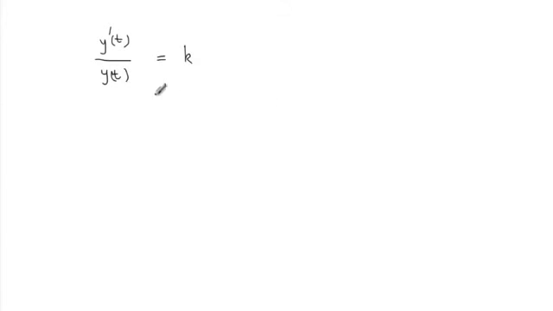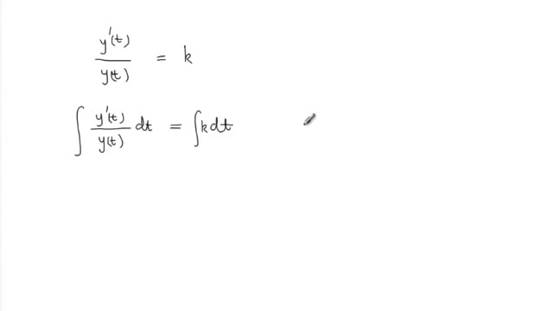So what we can do here, to find y of t, is introduce integration on both sides of this equation. In other words, we'll be integrating y prime of t over y of t dt equals the integral of the constant k with respect to t.